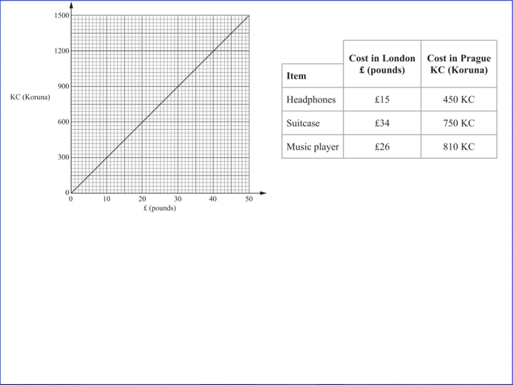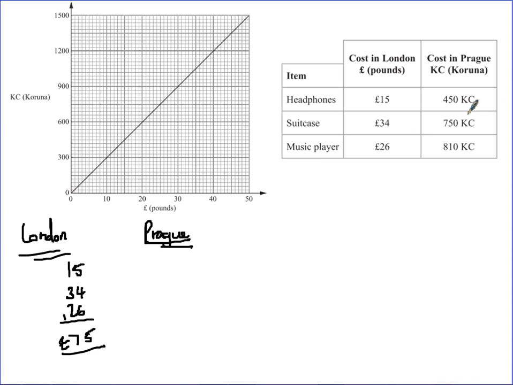Is she correct? Right, well, step 1. Let's find out what London cost us. So, London, we've got 15 plus your 34 and then plus your 26. That's 10, that's 15 there. Carrying your 1, 6, 7. So £75. Now, Prague is the one you've got to work out a bit tougher here.